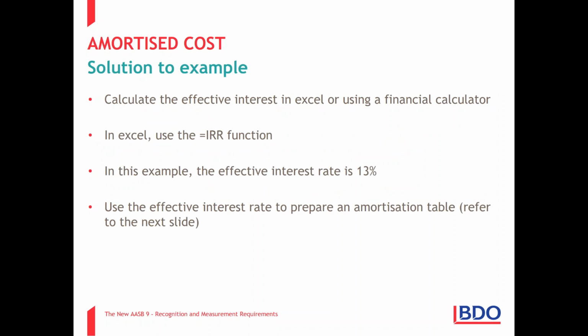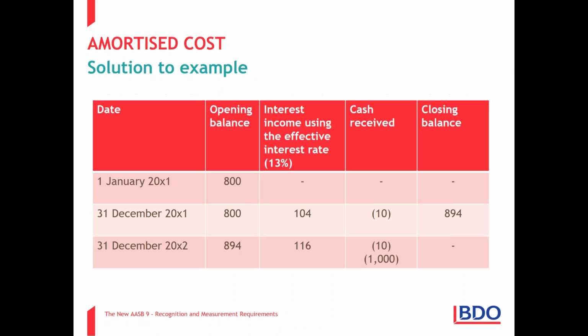The first step would be to calculate the effective interest rate in Excel or using a financial calculator. So in Excel, you use the IRR function. And if you put those numbers in Excel, which I've tested last night, the effective interest rate is 13%. And then you use that effective interest rate of 13% to prepare the amortization table, which I'll do in the next slide. So using Excel or a financial calculator, you can prepare an amortization table.